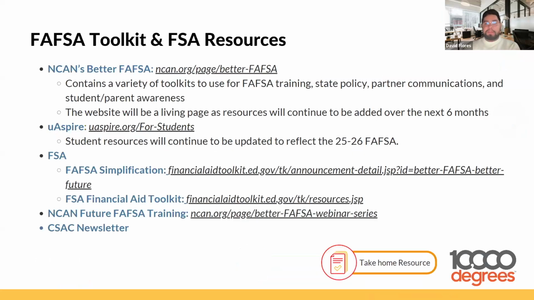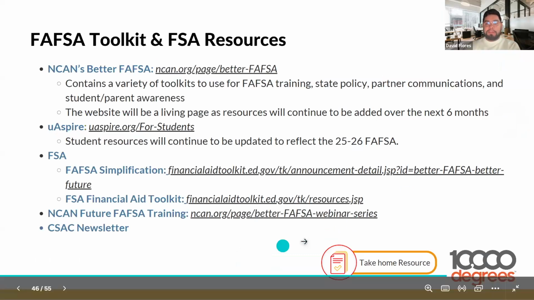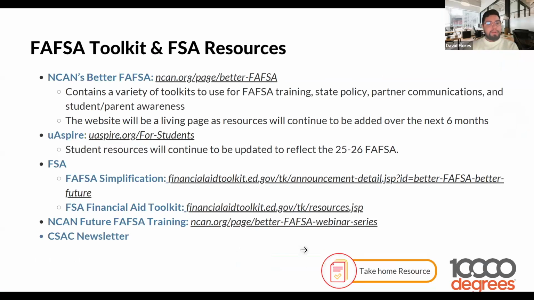So here are some FAFSA toolkits and some FSA resources. All the URLs will be listed, so if you want to navigate this at your own time, you're more than welcome to do so. One of the toolkits that we feel is really important for everyone to navigate through is NCAN's Better FAFSA. It contains a variety of toolkits to use for FAFSA training, state policy, partner communications, and student and parent awareness. There is also a website that will be a living page of resources that will continue to be added to for the next 6 months, as well as uAspire. There are student resources that will continue to be updated to reflect the 25-26 FAFSA application. There's also the FAFSA simplification, the FSA financial aid toolkit, as well as the NCAN future FAFSA training and the CSAC newsletter.